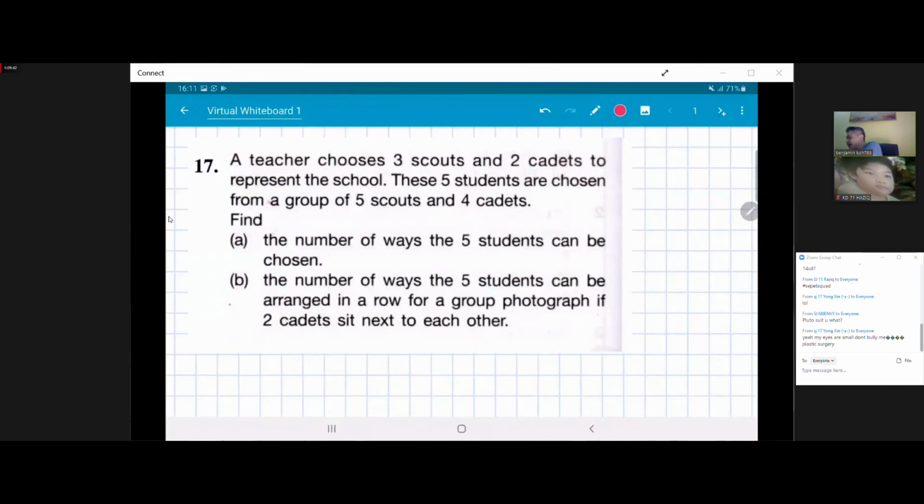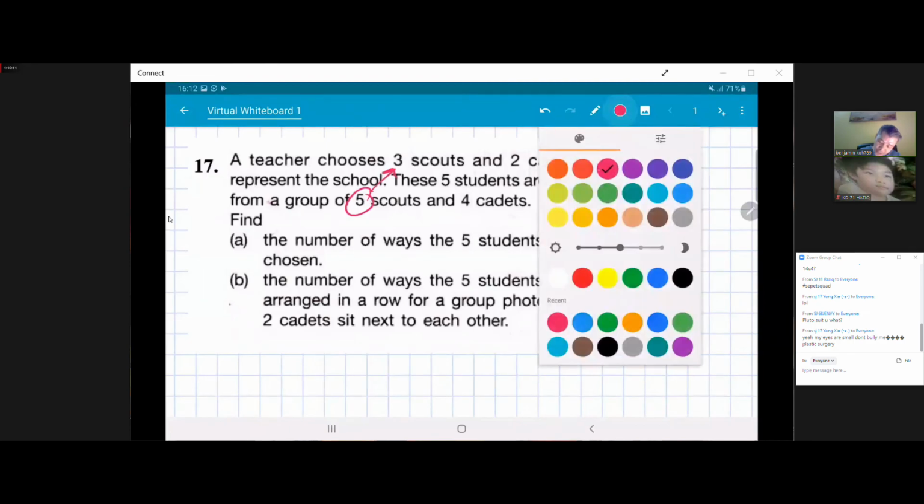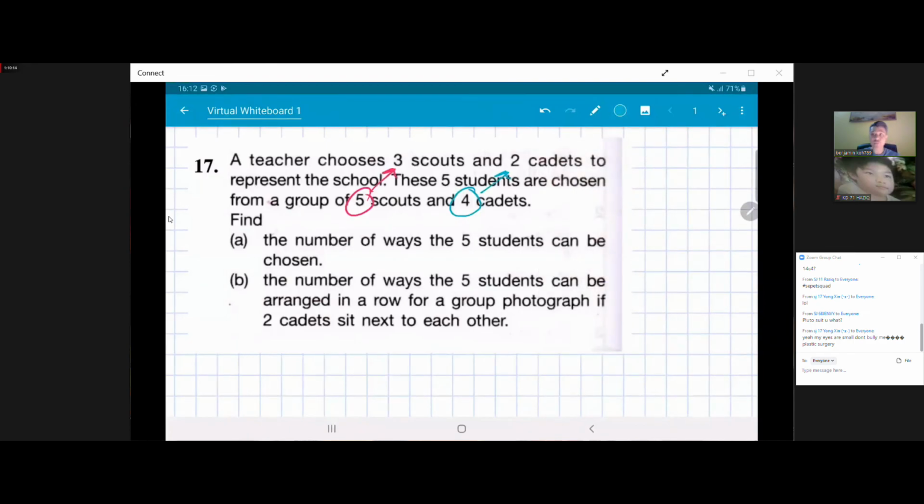Okay. Now let's move. So for the A, if you read the question here, you got to understand which is which. Yes, Balkis. Number 16B jawapan dia 60. Kan? 2 jawapan tu tambah. Okay? Alright. So yang 17A ni, 3 scouts and 2 cadets are chosen to represent school, but they are chosen from 5 scouts. That means 5 scouts choose 3 and 4 cadets choose 2. Boleh faham kan? Okay? All right.